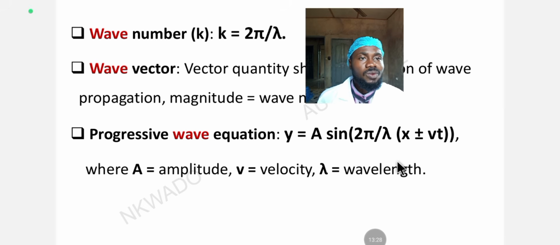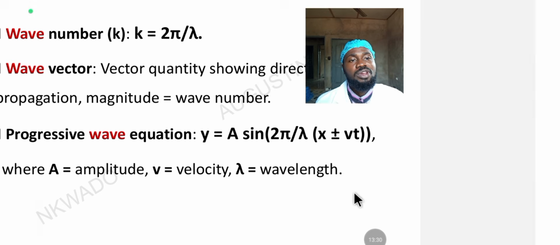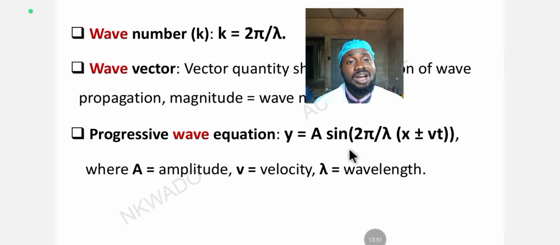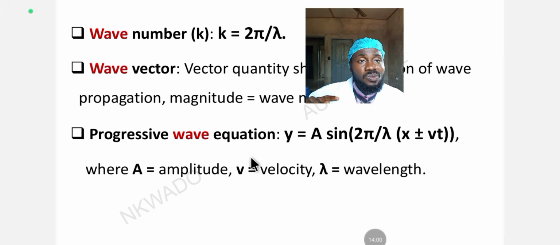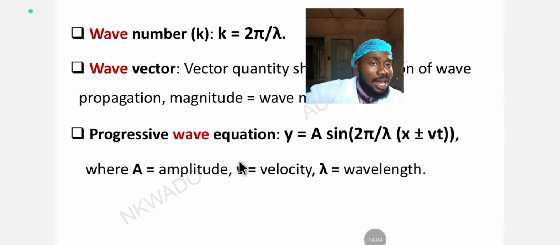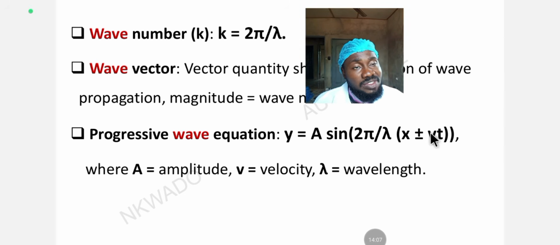Okay, we show that s is the number of waves. So if you are given a question in your JAMB UTME and you are told to look for the progressive wave or the wave induced from a particular point to another, apply this progressive wave formula. It's very easy. A sine bracket open 2π over λ times (s plus or minus vt).